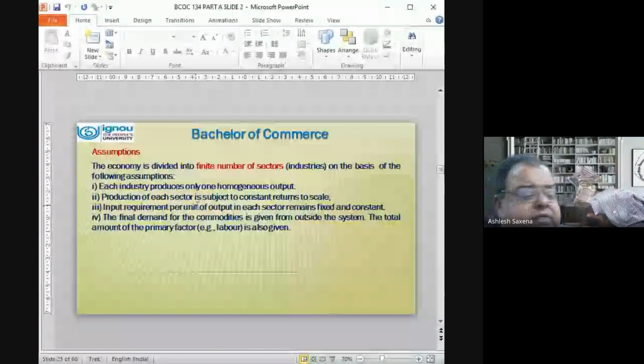What are the assumptions in the economic part? The economy is divided into a finite number of sectors on the basis of their assumptions.